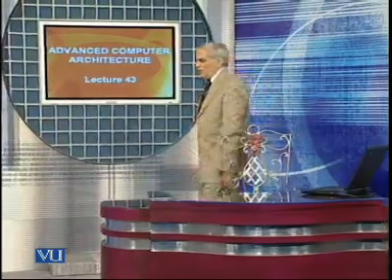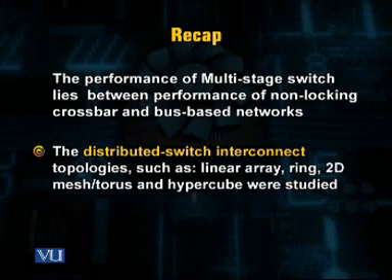Then last time, following the discussion on the centralized switch topologies, we studied the distributed switch interconnects, where these interconnects are categorized as the fully connected and partially connected interconnects, and these interconnects may be symmetric or unsymmetric. The distributed switch interconnect topologies are a linear array, ring, 2D mesh or torus, and hypercubes. We studied these topologies in detail last time.